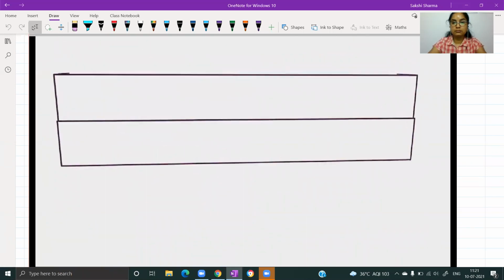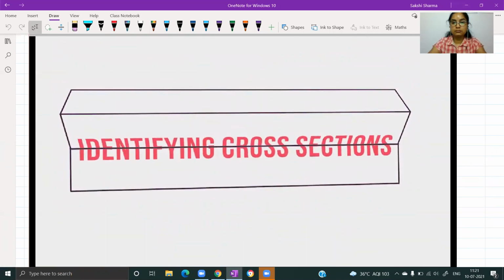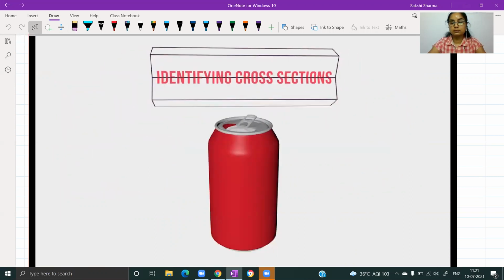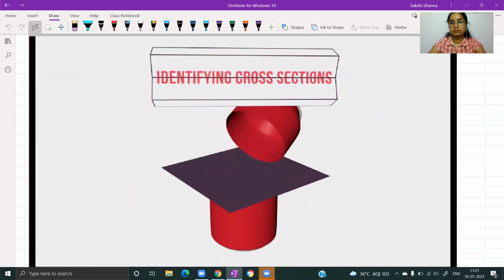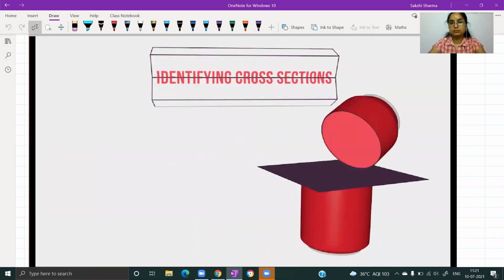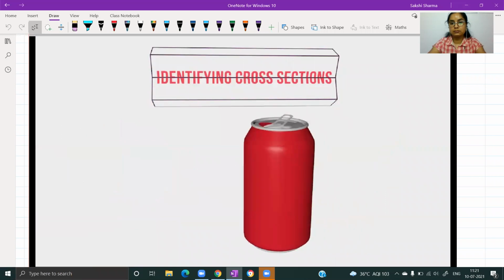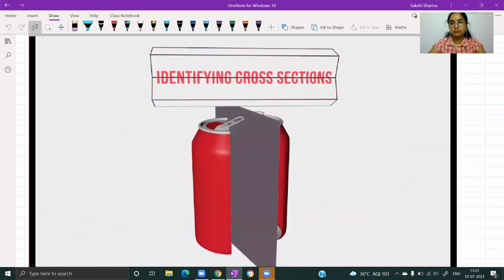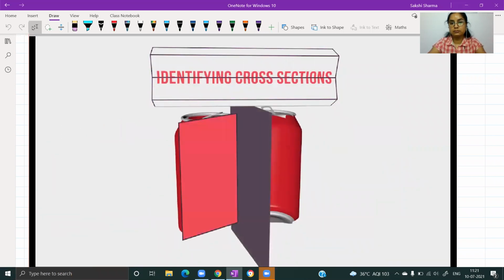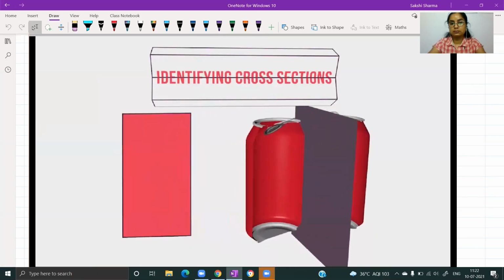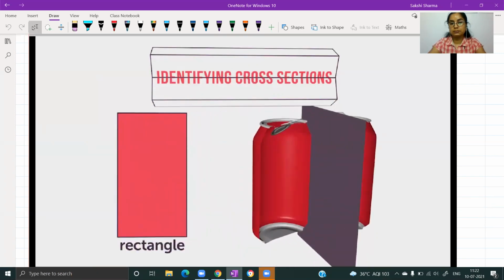Now look at a few examples of determining cross-sections of three-dimensional figures. If you are given a can of soda, which is a cylinder, and you were to cut this can parallel to the base, what two-dimensional shape would you form? The cross-section would form a circle. What if you took the same can of soda and cut it vertically? What two-dimensional shape would you form? With a vertical cut, a rectangle would be formed. As stated before, different cuts on a three-dimensional figure will form different two-dimensional shapes.